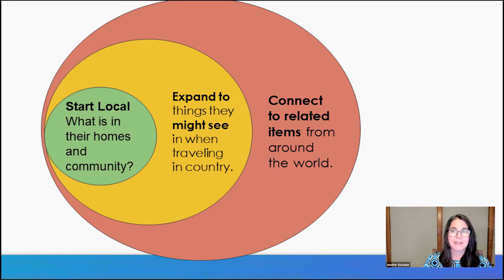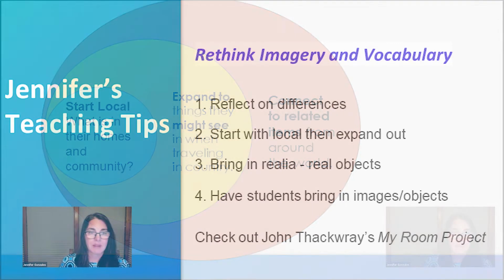Start local, expand out. The next ring is maybe larger, what's in the country as a whole, or other cultural experiences within the country that they might have come across, and then go global and expand out to a larger ring. So what is it like in other places that other kids or other people might be experiencing?